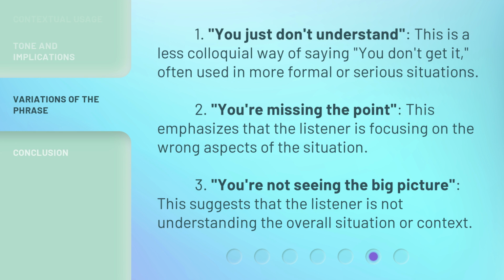3. You're not seeing the big picture. This suggests that the listener is not understanding the overall situation or context.